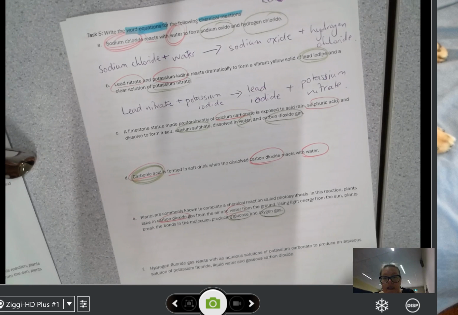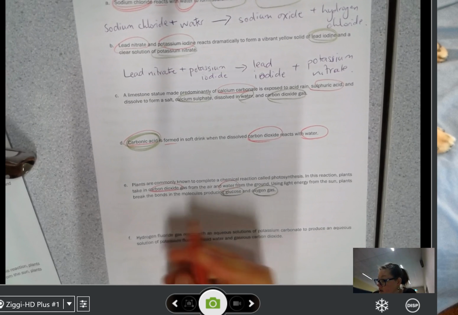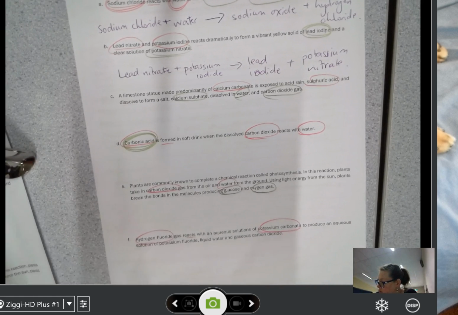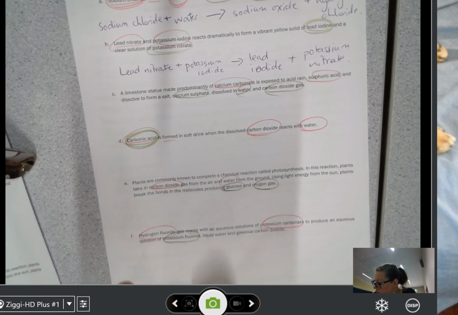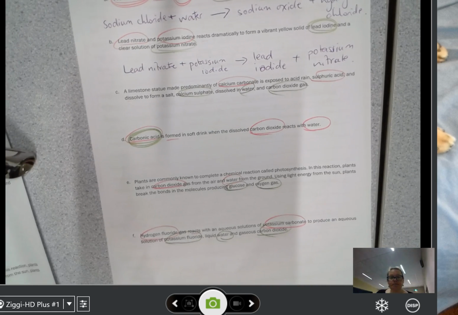So again, this is one that is easy to follow because it's saying "reacts with", so hydrogen fluoride, potassium carbonate produces potassium fluoride, water, and carbon dioxide. Now I am going to write out the equations and you can check your answers.